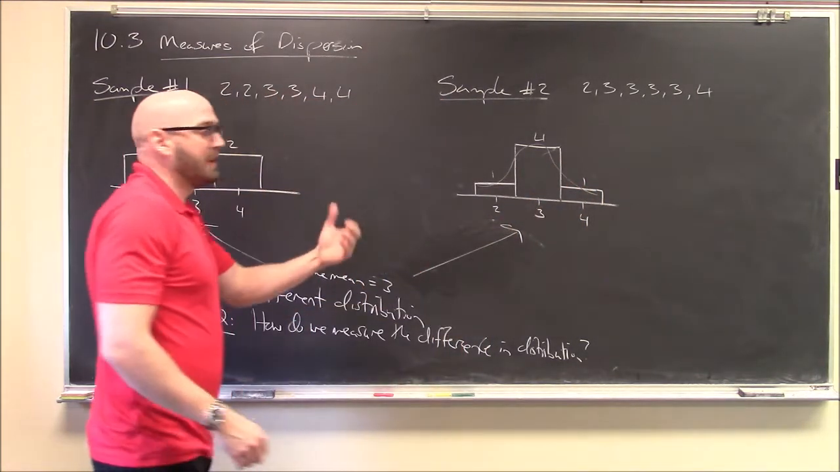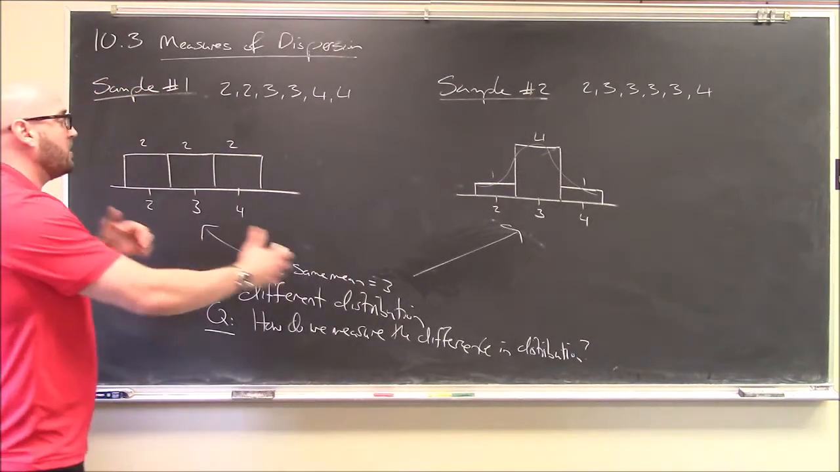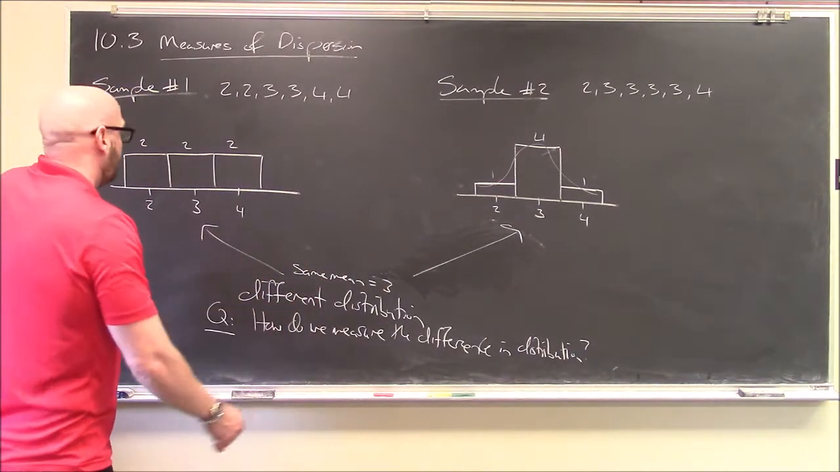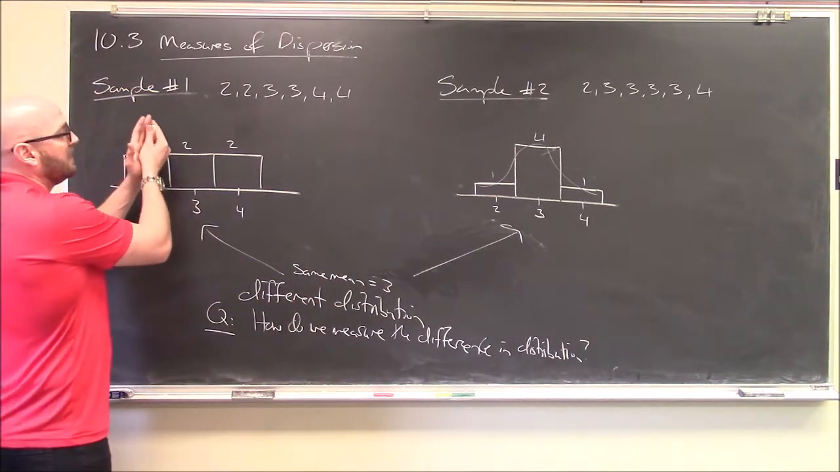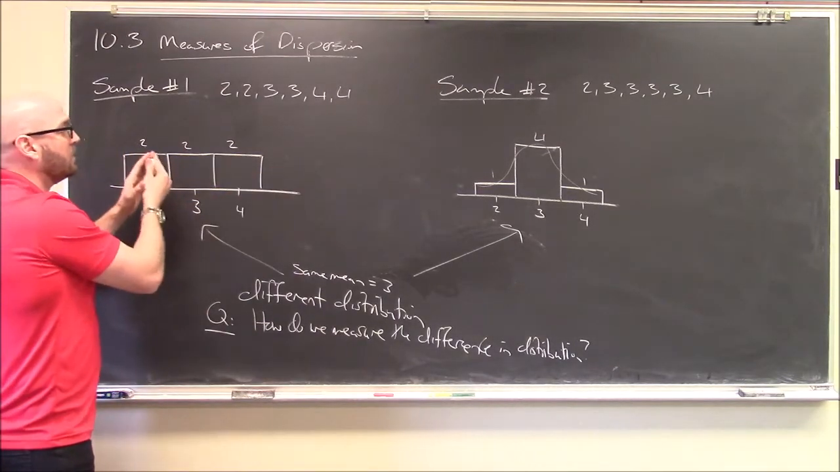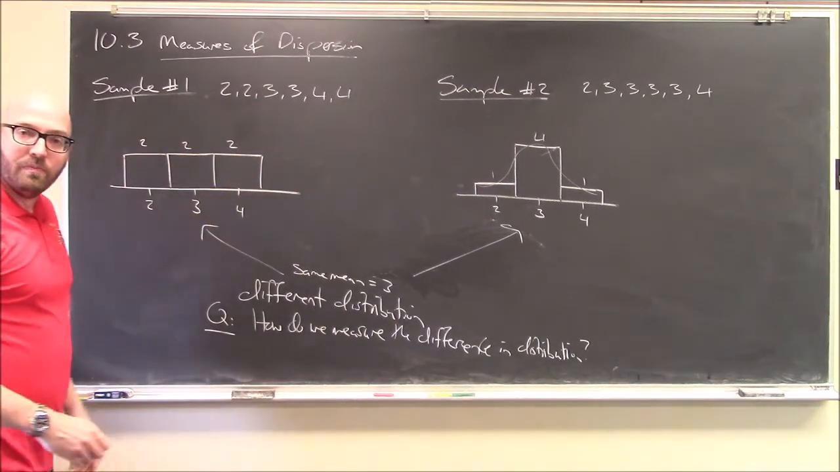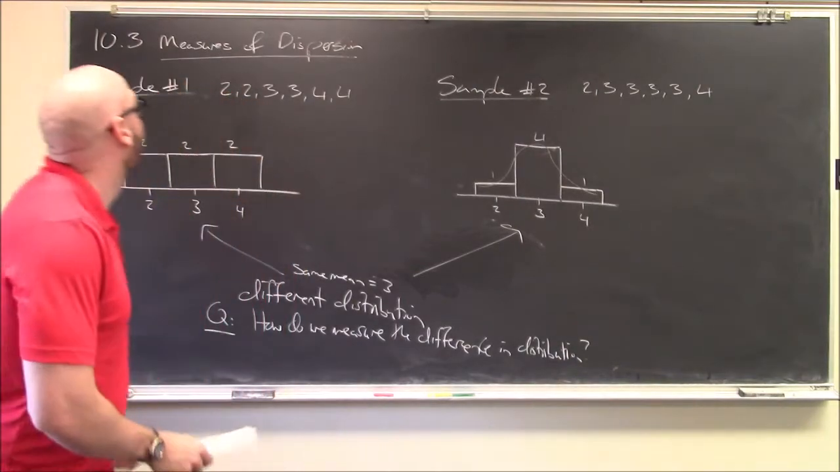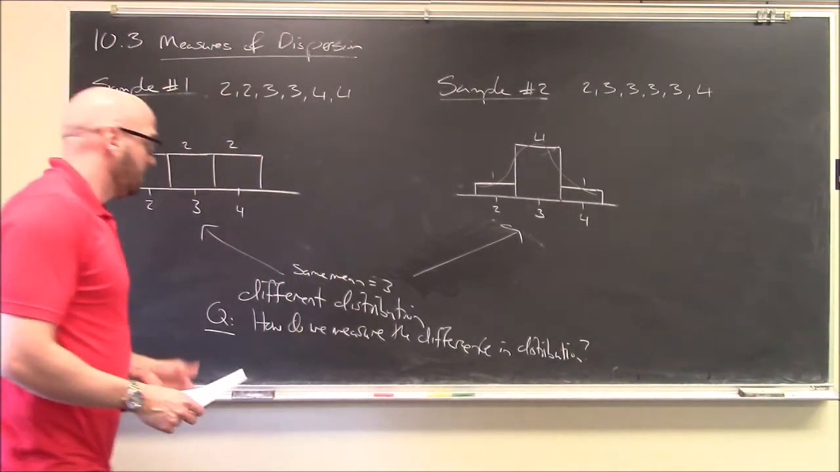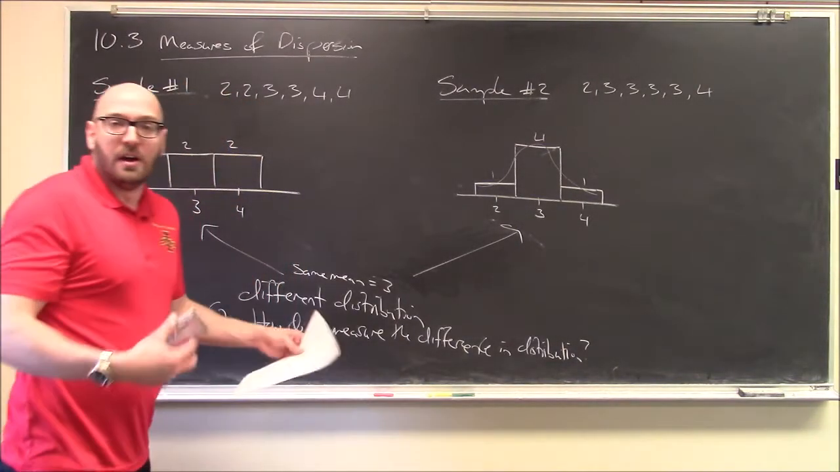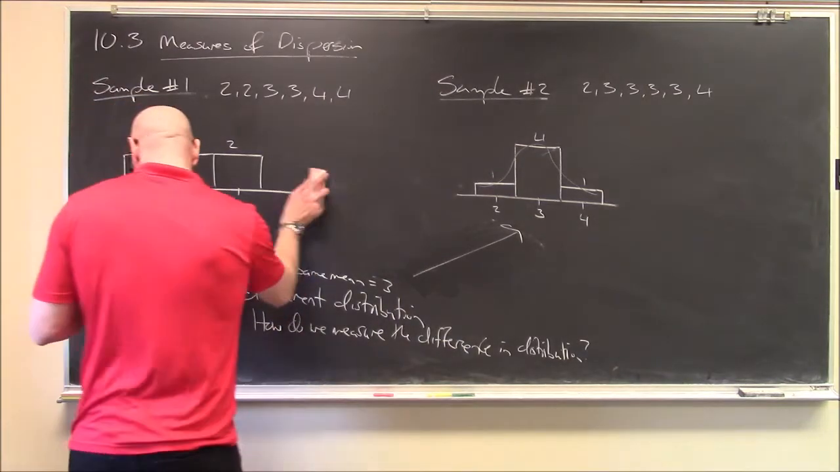It tends to clump around the mean, while a larger variance, or a larger standard deviation, tells you that your data is much more spread out. It's more distributed away from the actual mean. So I guess the next thing to do is introduce these values. How do we compute variance and standard deviation?